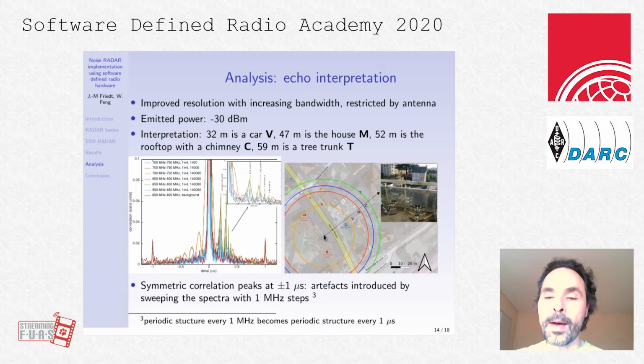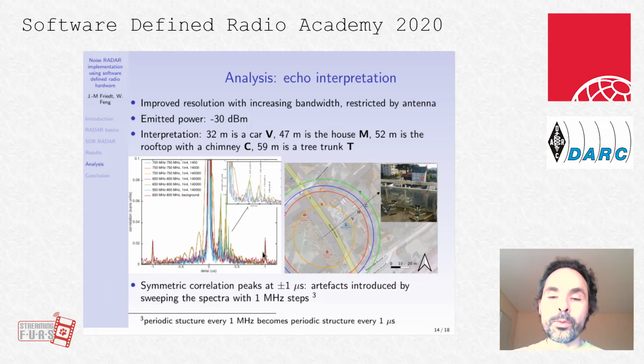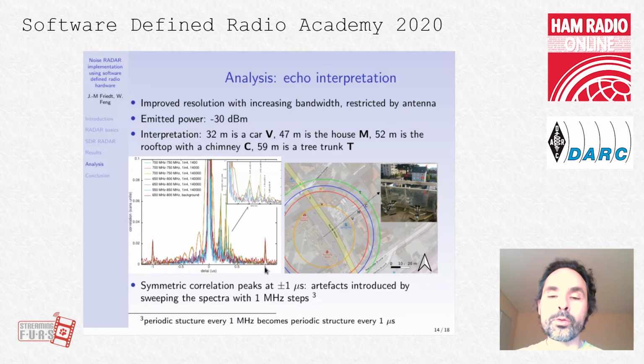If you put this on a map, this is the balcony. You have a first echo, which we analyze as being due to a car here. Then we have the front wall of a house. We have an echo that would be at the distance of the roof of a house, and an echo that is attributed to a tree located next to the house. So we have two artifacts here. We know they're artifacts because they also appear in the negative time domain, and these 1 microsecond artifacts are due to the 1 megahertz steps used to sweep the frequency.